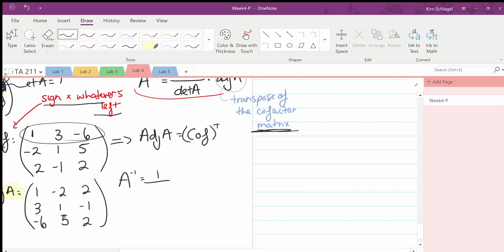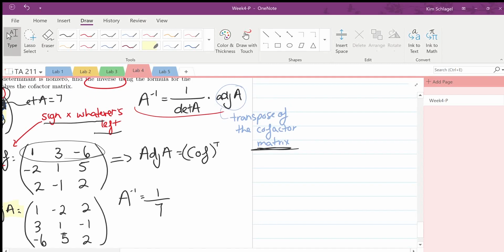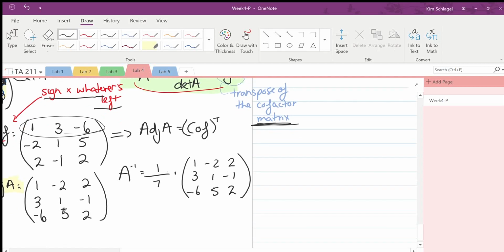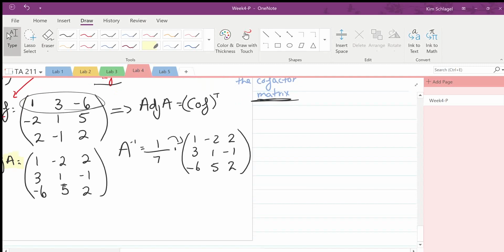We found that the determinant of A is 7. So we have 1 over the determinant of A, times the adjugate of A, which we just found. So it's 1 over 7 times the adjugate. Once you multiply the 1 over 7 in, that's what our A inverse ends up being. I'm sure you can multiply the 1 over 7 in, but I'll do it so that we have a final answer.